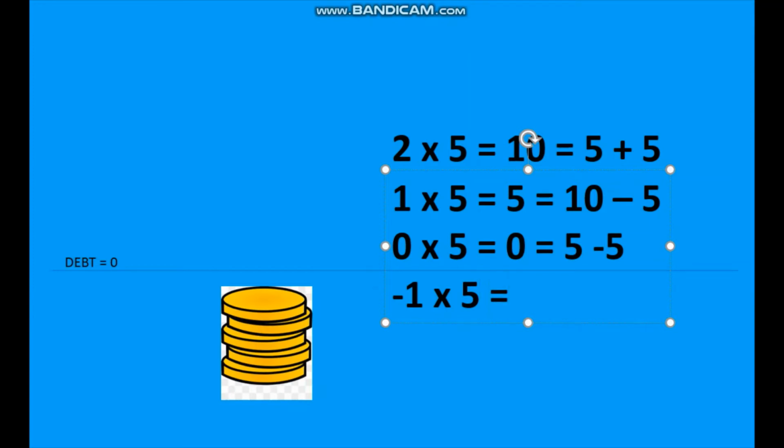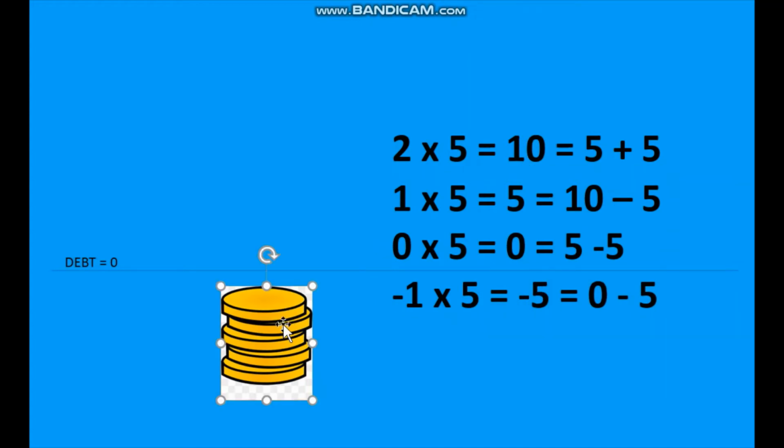The answer for this, let us write it as dash. How do you get this answer? You need to get the 0 from the previous equation and then you need to subtract 5 from it. Okay, so once you subtract 5 from it, you know that the answer is -5.